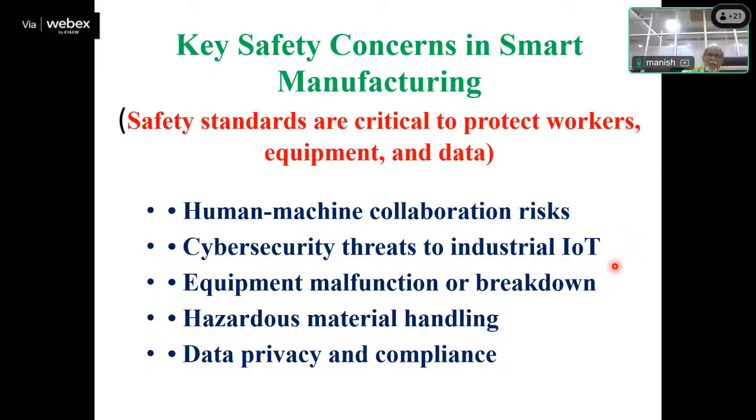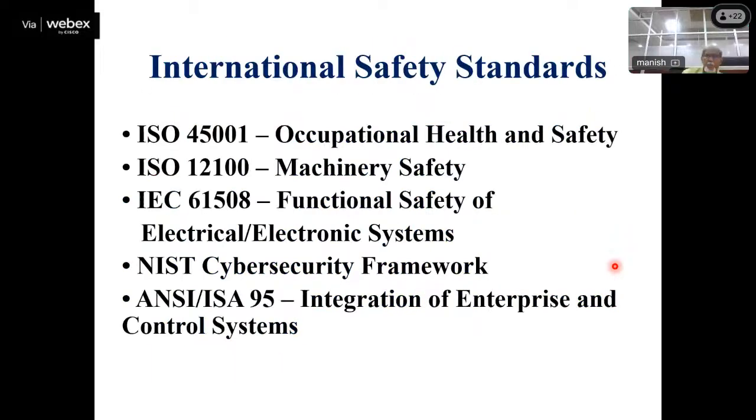Data privacy and compliance, I've already told you what the problem is and what the safety issues are there. If data privacy is not maintained, compliance is another important safety issue. If the compliance is not proper, then the entire system can ultimately crash down and lead to a catastrophic situation. Whatever you do in your smart manufacturing system, ultimately it has to comply with the already existing international safety standards.